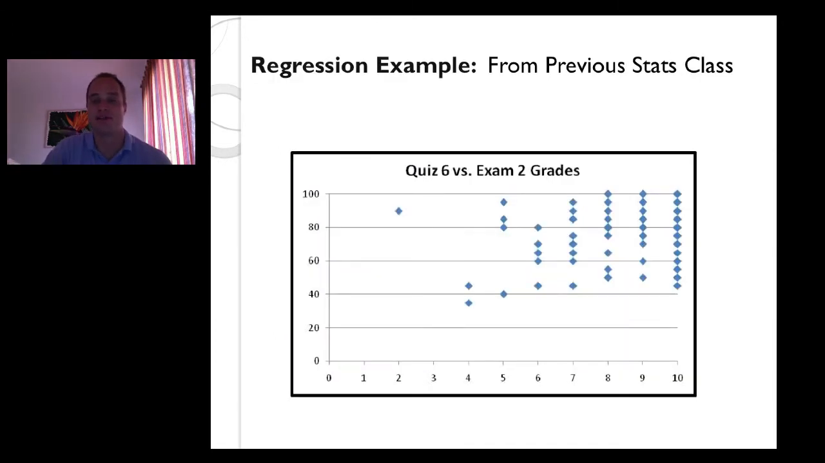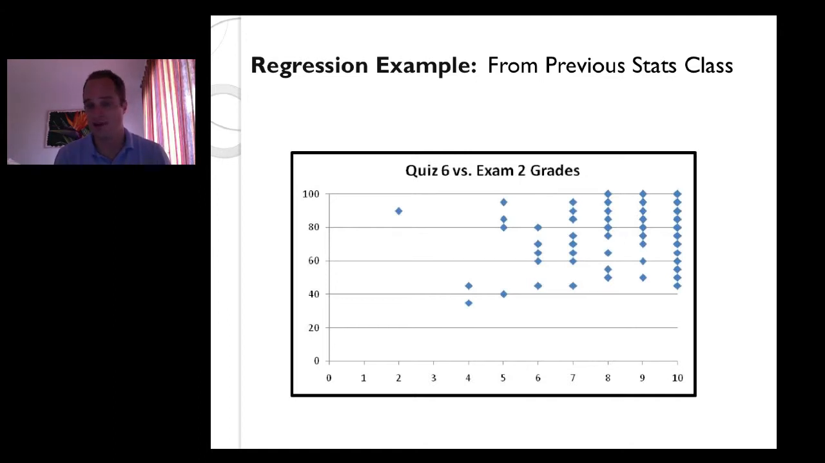All right, so that's a regression example. A very simple regression example from previous stats course data is Quiz 6, which comes right before Exam 2, and Exam 2 grades. On the vertical axis you have exams out of 100 points, and quizzes out of 10 points, if you recall from the syllabus from the last video. As the quiz grades go from left to right on the horizontal axis, you can see that there is this relationship, at least, of going up from bottom to top on the vertical axis.